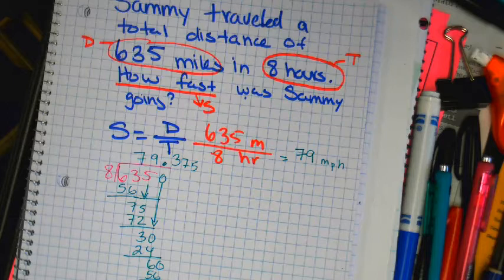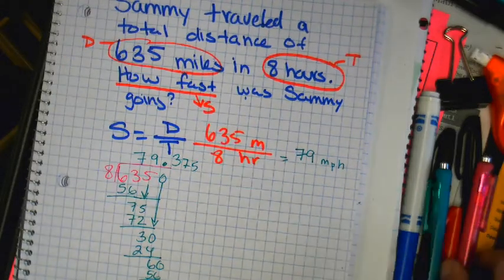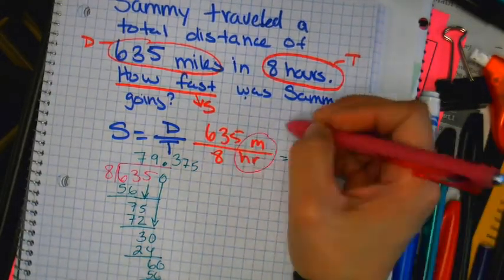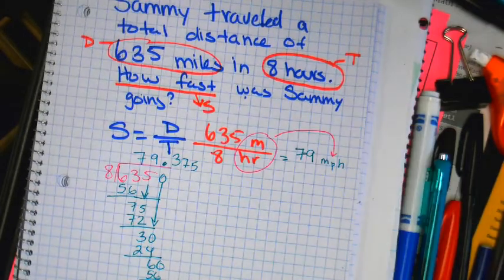Miles per hour. It's right in here. Miles per hour. The bar means per. Miles per hour. It's in there. It's right in front of you. Miles per hour. So this part right here goes right there. All right.